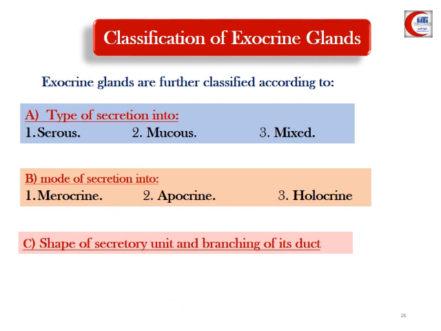We are going to study the exocrine glands and how they are classified. They might be classified according to the nature or type of secretion they produce into serous glands, mucous glands, and mixed. Or they may be classified according to the mode of secretion into merocrine, apocrine, and holocrine glands. And also they can be classified according to the shape of the secretory unit and the branching of the duct.